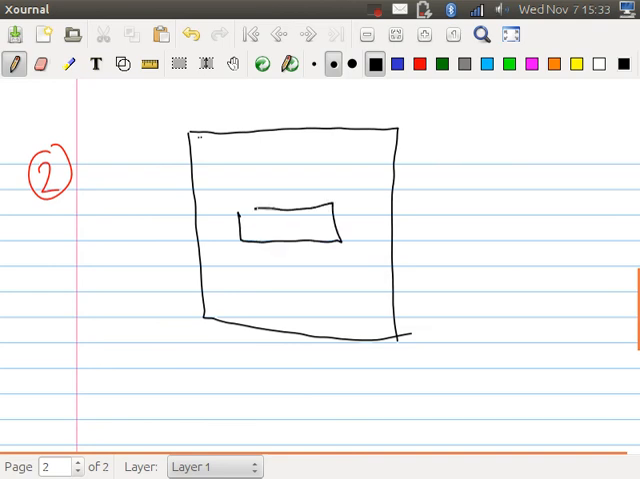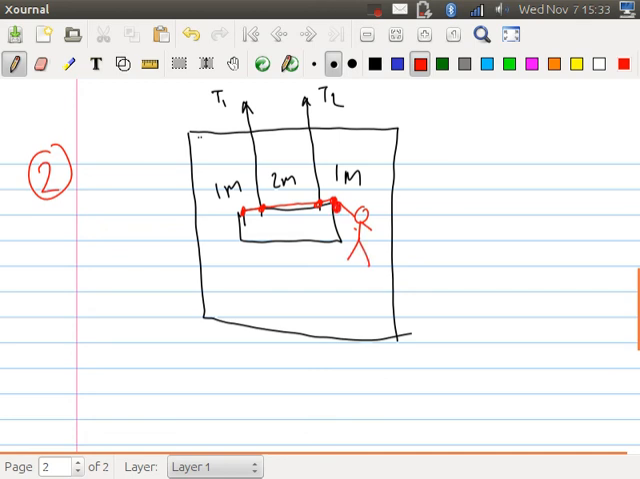Here, you see the people washing the buildings? And he has a rope. There's rope 1, T1, and there's rope 2, T2. And let's say here is 1 meter, 2 meters, 1 meter. And let's put our man hanging here. He's going to fall.